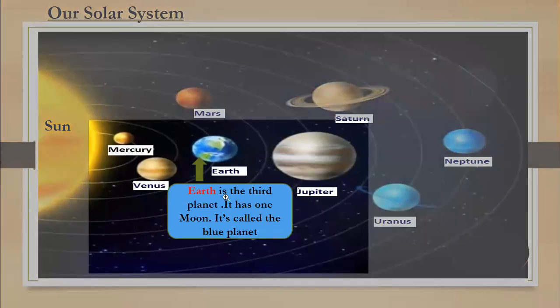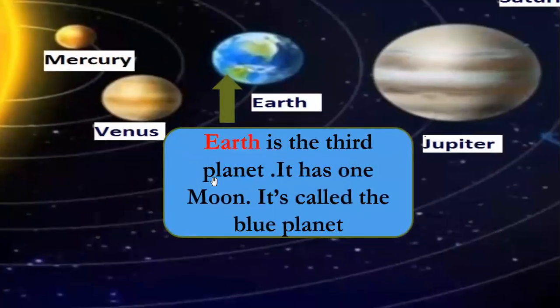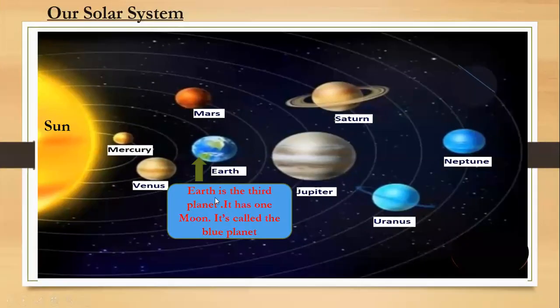Let me just make sure. Earth is the third planet. It has one moon. It's called the blue planet. We call Earth the blue planet because it has lots of water and it is the only one that we know has water and life, humans, animals, and plants. So Earth is the third planet. It has one moon. It is called the blue planet.